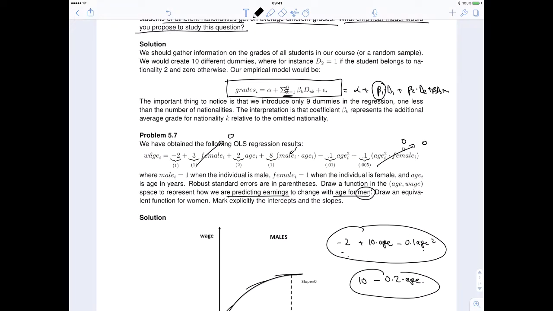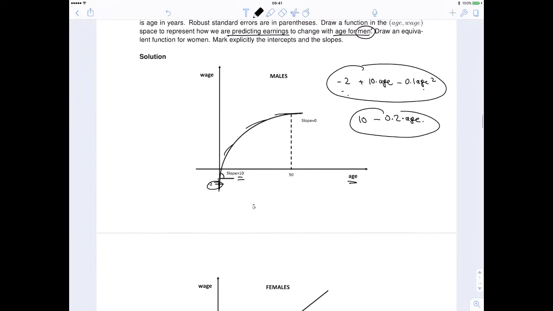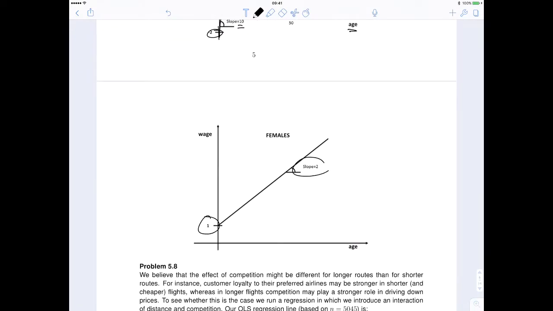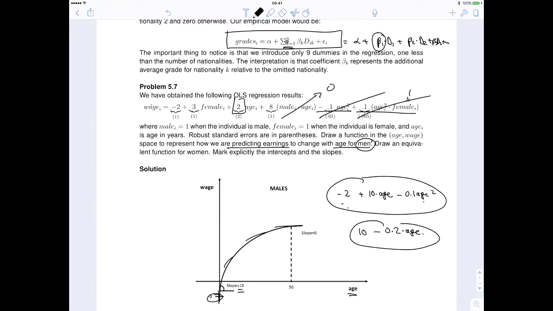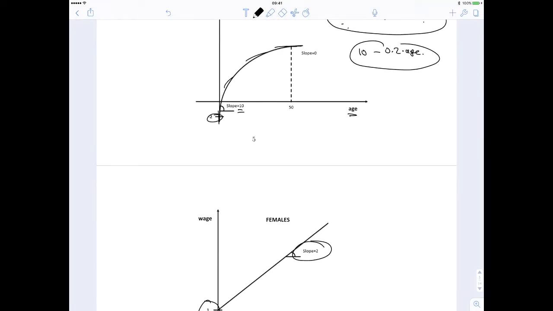We can do a similar thing for females. So if we go back to females, if male is equal to 0, this will go to 0. This will be equal to 1. But what you notice is that you have 0.1 here, and you have minus 0.1 here. This age squared term will disappear, right? And then you have minus 2 plus 3. The intercept will simply become 1, and the slope in front of the age is just 2. So you're going to come up with a linear function, okay?